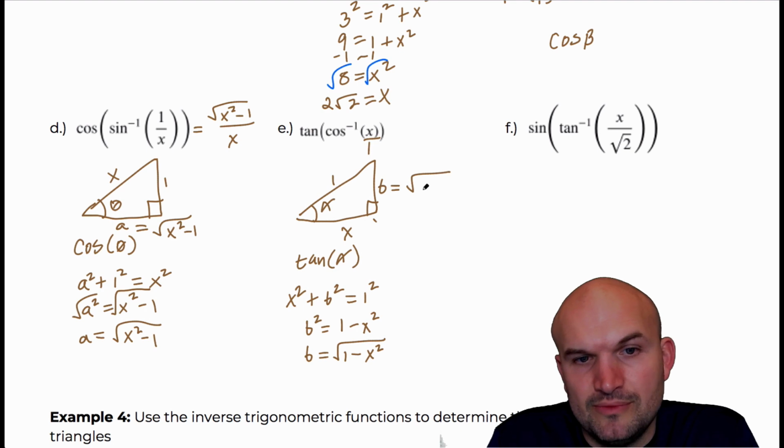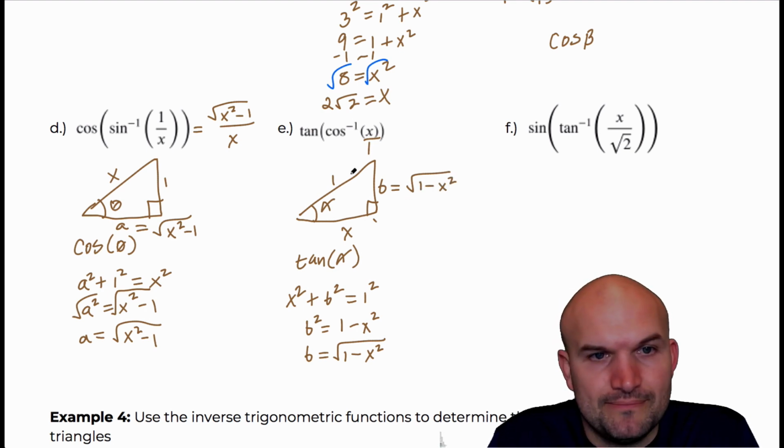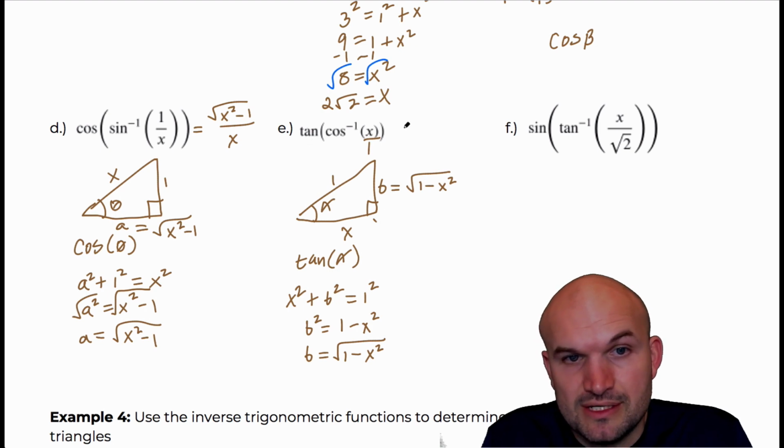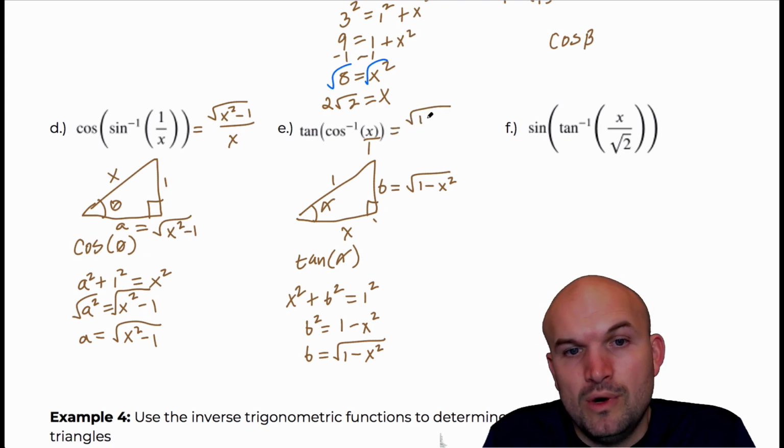So in this example, we have the square root of 1 minus x squared. So the tangent now is the square root of 1 minus x squared over x.